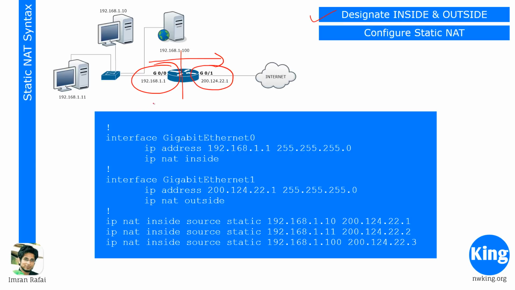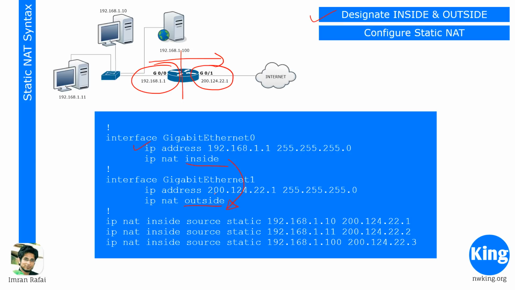So how do we designate that? We go into that particular interface, give the IP address, whatever IP address you give, and you have this command, ip nat, and you give the keyword inside, which tells that this is the inside part of your network. And similarly, we have ip nat outside, which says outside. So always translation happens from inside to outside.